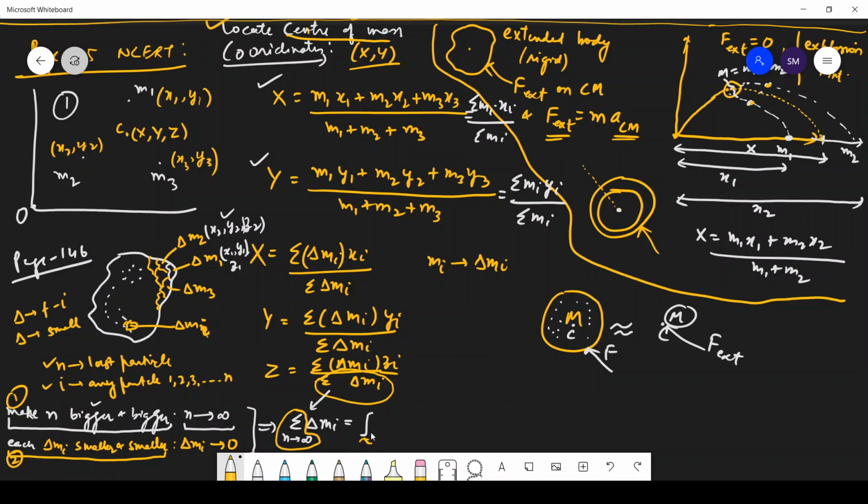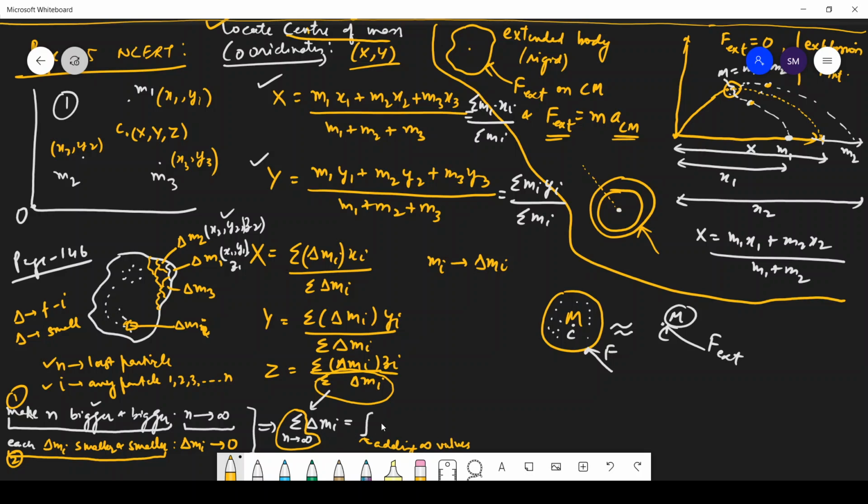So what is the meaning of this summation? Adding infinite values. I hope this is clear. Instead of writing summation with n tends to infinity, just simply write this. It is a different notation, but the thing is the same: adding all the masses. When it is finite and discrete, we use summation, but when it is continuous and infinite, we use the integral sign. The meaning is the same.